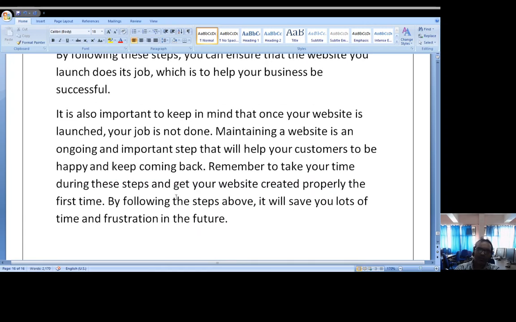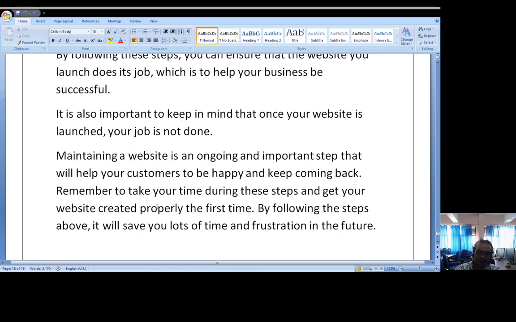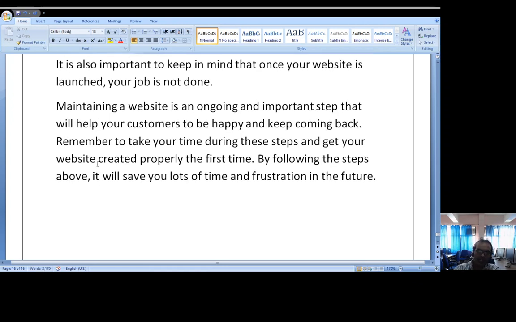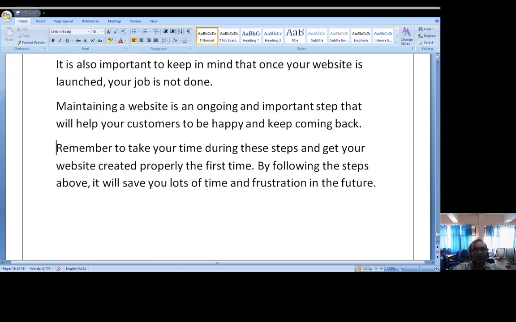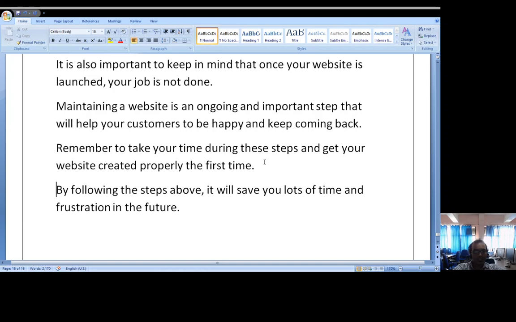It is important to keep in mind that once your website is launched, your job is not done yet. Maintaining a website is an ongoing and important step that will help your customers be happy and keep coming back. Remember to take your time during these steps and get your website created properly the first time. Following the steps above will save you lots of time and frustration in the future.